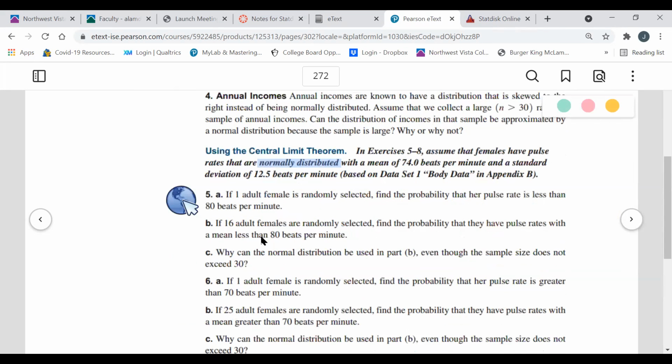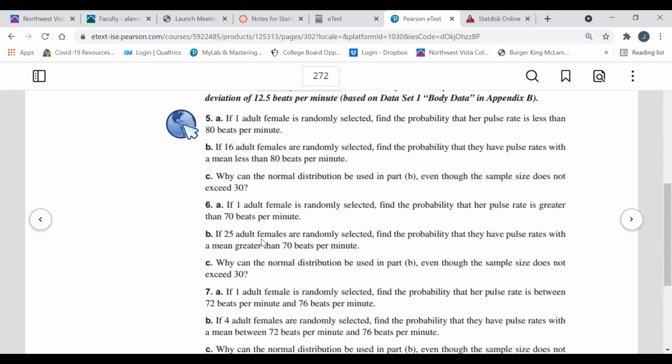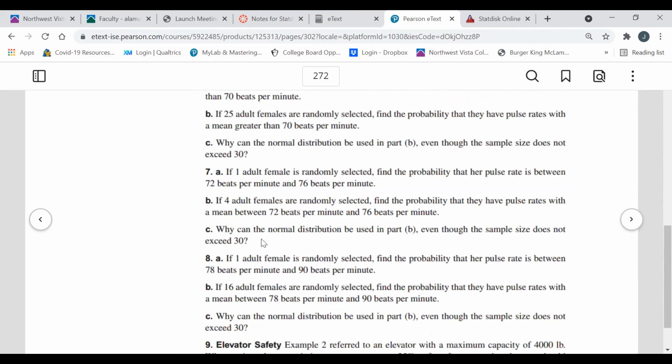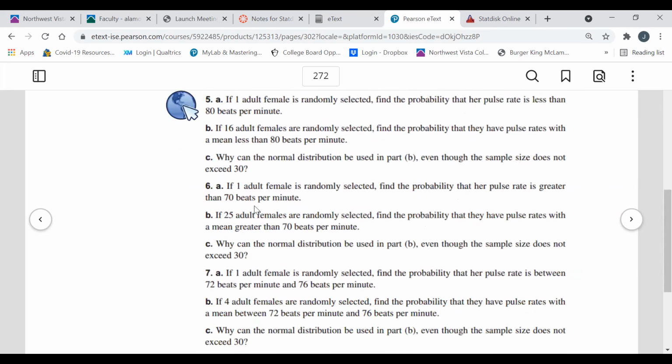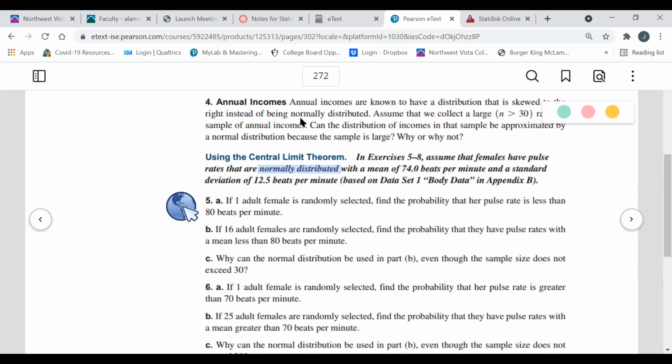All right, we need to do one that has a greater than. Who can find me one that has greater than? Oh, thank you. Number 6. Excellent. All right, let's do 6. Let's write down our mean. What was our mean? Our mean for number 6 is 74.0, and our standard deviation is 12.5.